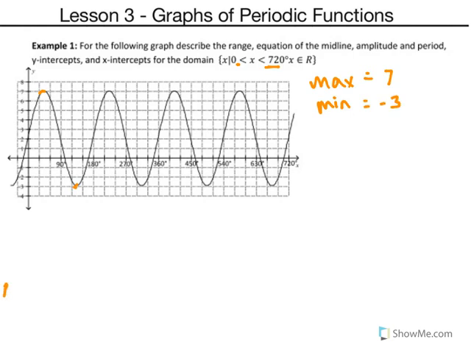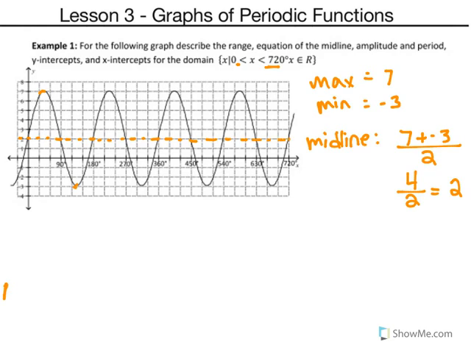So our midline, find the midline next. You go 7 plus -3 and divide it by 2. 7 minus 3 is 4, over 2 is 2. So right here, you can draw it in. Don't draw it too dark because it's not really part of the graph. But this is our midline. And drawing it in can help you see the sine function a little bit better.